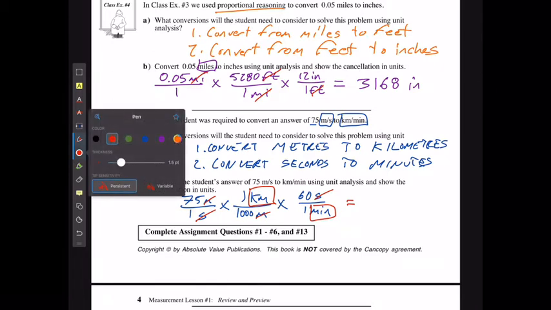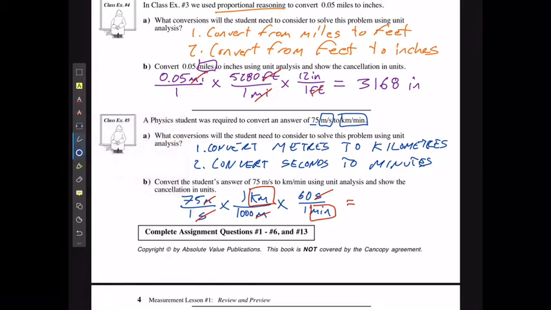So this would be the same as 75 divided by 1,000, which is the same as multiplied by 1 over 1,000, and then multiplied by 60. And I'm going to get 4.5 kilometers per minute.